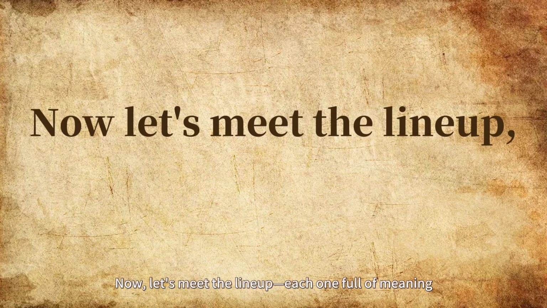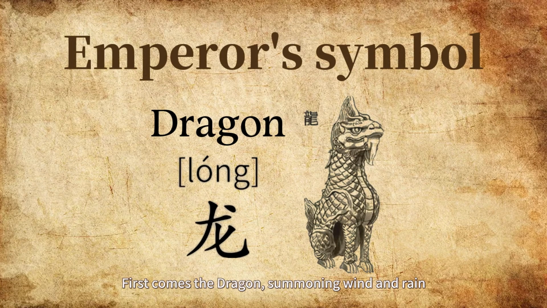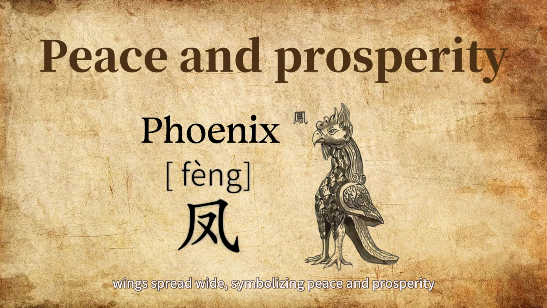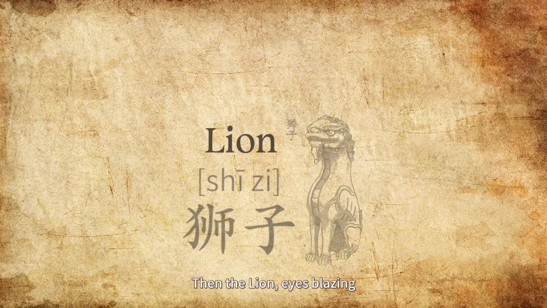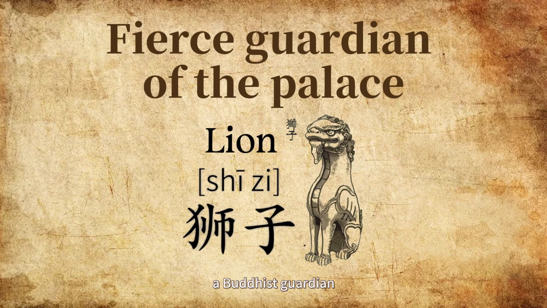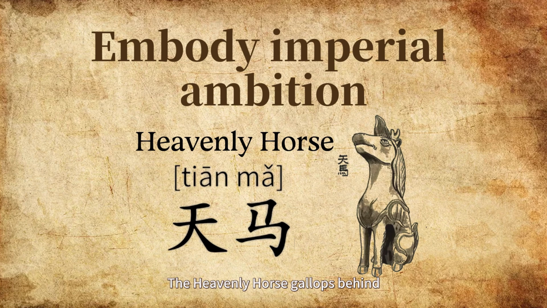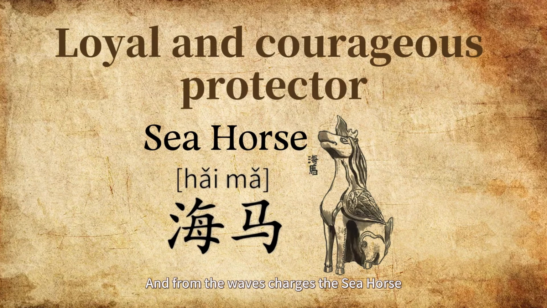Now, let's meet the lineup, each one full of meaning. First comes the dragon, summoning wind and rain, the true embodiment of the emperor himself. Next is the phoenix, wings spread wide, symbolizing peace and prosperity, so majestic that even all other birds must bow. Then the lion, eyes blazing, a Buddhist guardian who protects the palace day and night. The heavenly horse gallops behind, embodying the emperor's ambition to expand his realm. And from the waves charges the seahorse, loyal, courageous, and said to guard the throne for eternity.